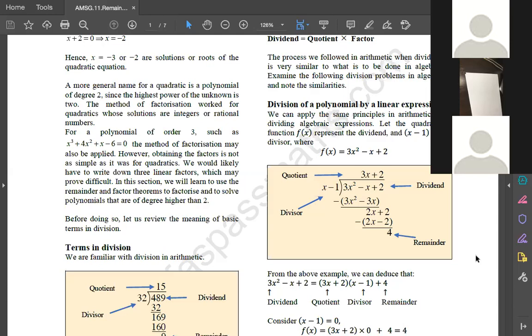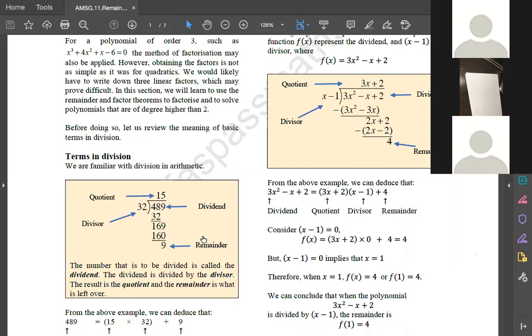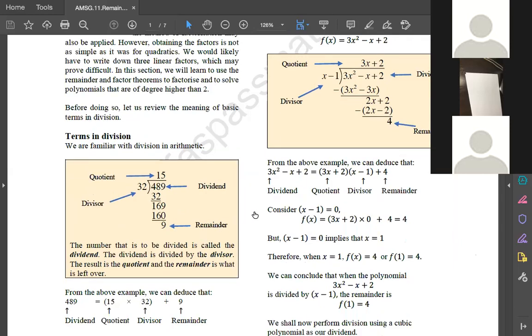So before doing so, let us review the meaning of basic terms in division. So this is long division from grade 1. So we are familiar with division in arithmetic. Once we have this long division, we know that the number we are dividing, the bigger number, is called the dividend. And the number that is dividing the bigger one is the divisor.